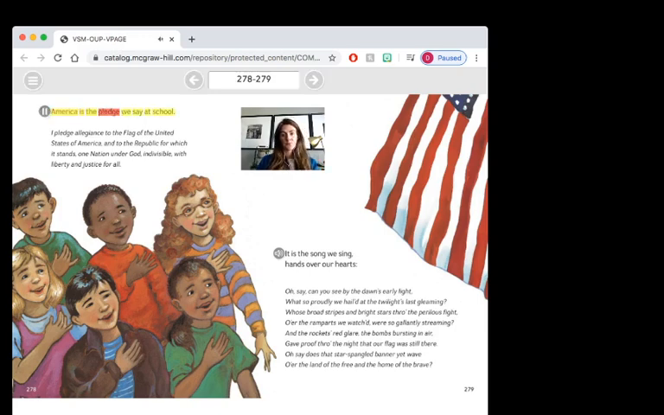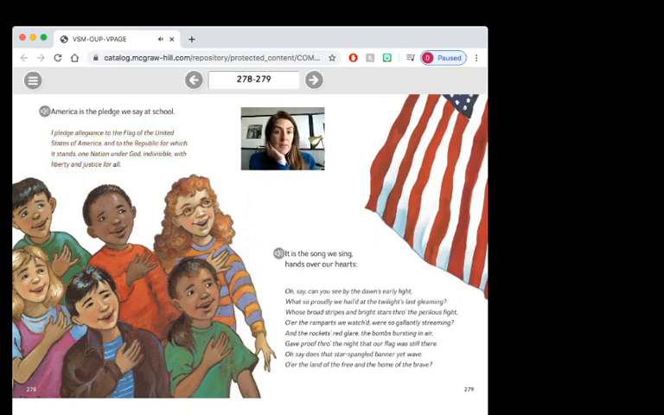America is the pledge we say at school. I pledge allegiance to the flag of the United States of America and to the republic for which it stands, one nation, under God, indivisible, with liberty and justice for all.